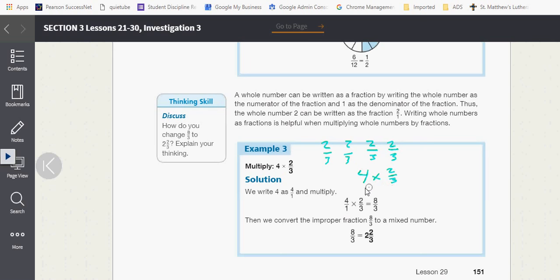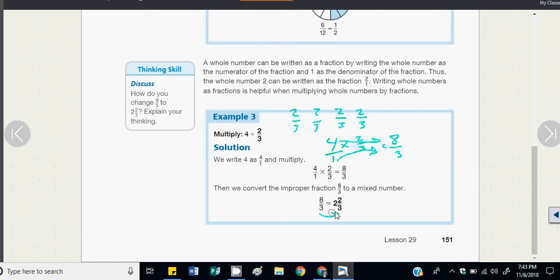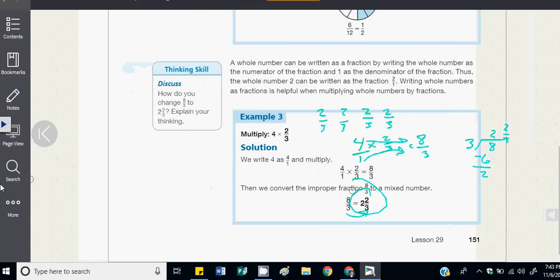4 is really 4 over 1. Any whole number is that number over 1, right? 4 times 2 across the top here is 8. 1 times 3 is 3. How do I get to this? 8 divided by 3 goes in there twice, leaving me with a remainder. The 2 goes over the divisor as a mixed number, 2 2/3.